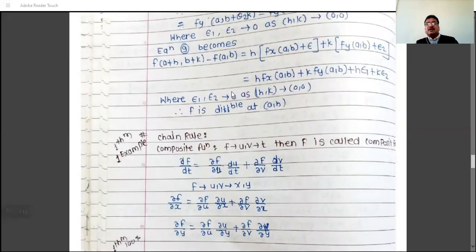The necessary condition and its proof is important. The statement of the sufficient condition is important, and the problems are also important. There are two types of problem: the function is not differentiable at the point (a,b) or (0,0), and the other type is the function is differentiable at (0,0). I will share some problems of this type for homework. So solve all the problems of the function not differentiable and the function differentiable.